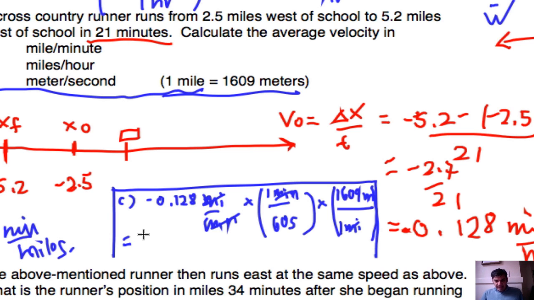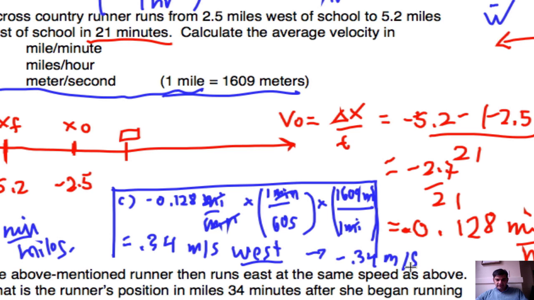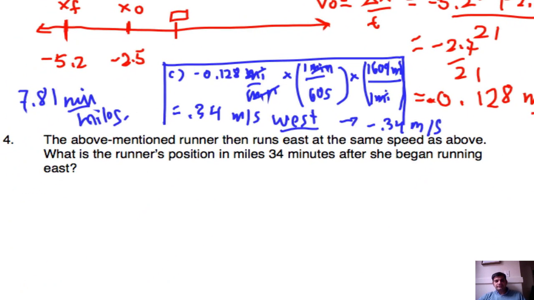Let me just make absolutely sure I got that right, because when I look at this math, it looks like I'm getting 0.34 meters per second going west. I've written the west here so I don't need the negative sign, or if you prefer, you can write this velocity as negative 0.34 meters per second. So you're running a little bit over a foot a second, so it's not bad.